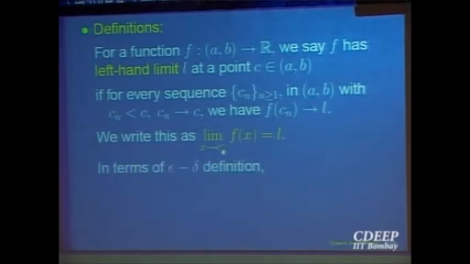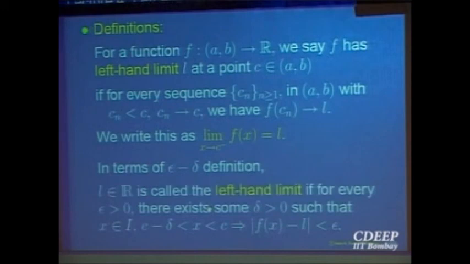The left hand limit is denoted by putting c with a negative sign. Epsilon delta will be: for all x between c minus delta and c, |f(x) minus L| is less than epsilon. For a given epsilon, there is a delta with that property. I think all of you are familiar with the left hand limit and the right hand limit. I just wanted to indicate in terms of sequences: c_n strictly less than c, c_n converging to c implies f(c_n) converges to L. Similarly for the right hand limit.